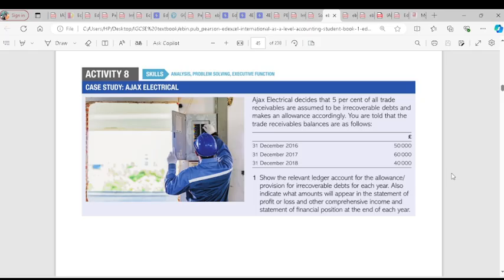It's accumulating. So we have 2,500 in 2016. Now in 2017 we have 3,000. But you won't write 3,000. You minus it, so you have 500. So 500 is added in 2017.